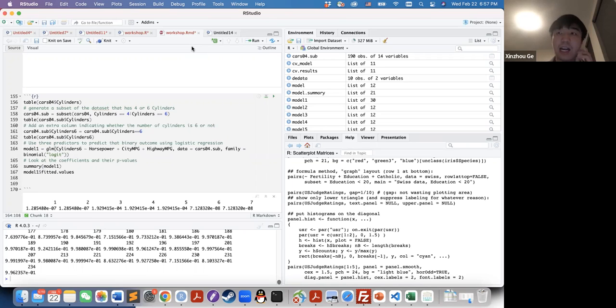And here I will only introduce regular logistic regression without penalty. So I use the GLM function.